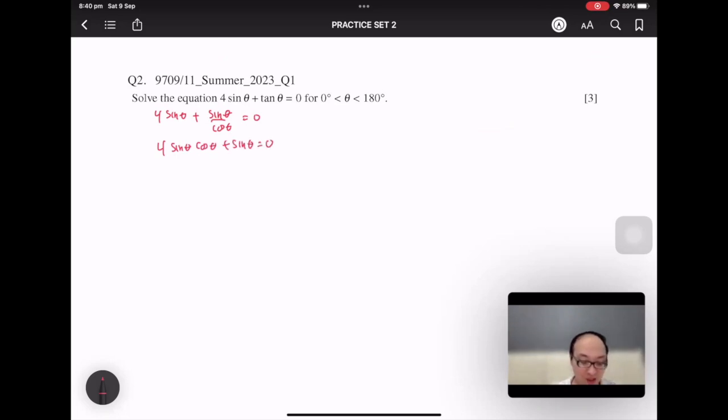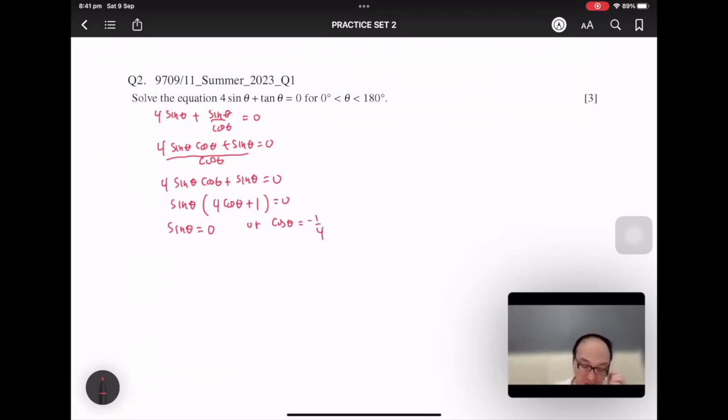Equals to 0. This is over cos. And then I can just multiply by cos. So I have sine theta cos theta plus sine theta equals to 0. And then I can factorize sine theta, so sine theta times cos theta plus 1 equals to 0. So sine theta will be equals to 0, or cos theta will be equals to negative 1 over 4.